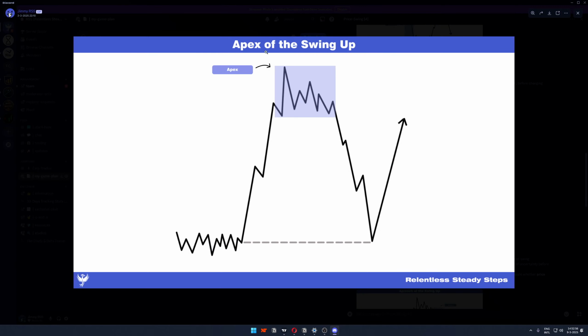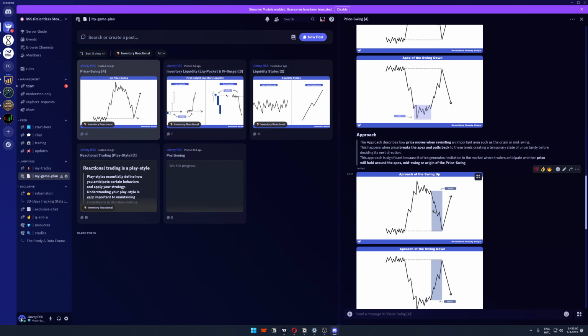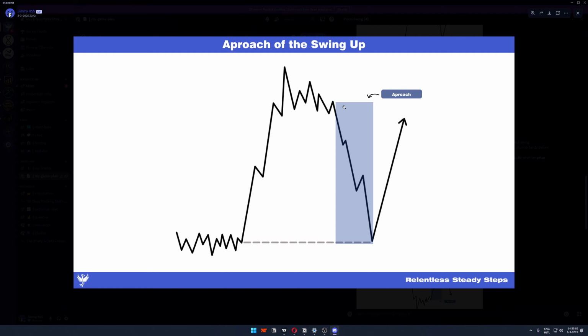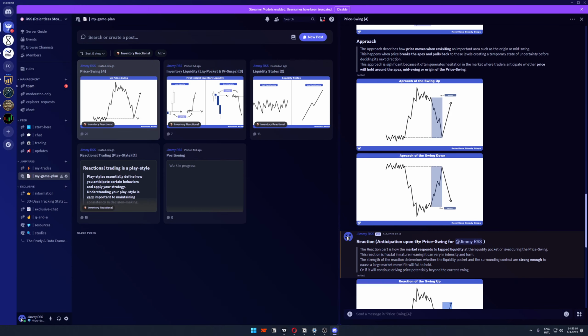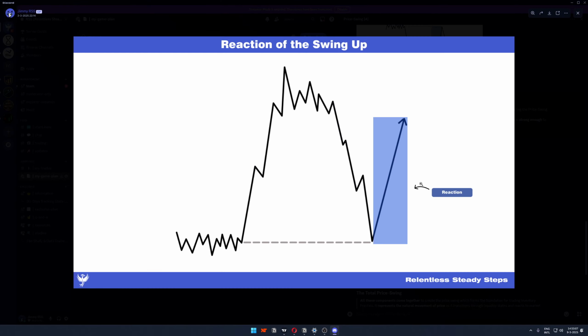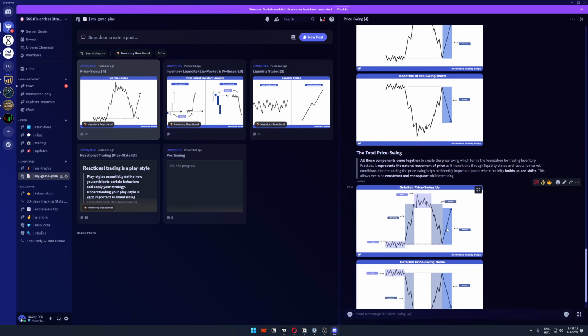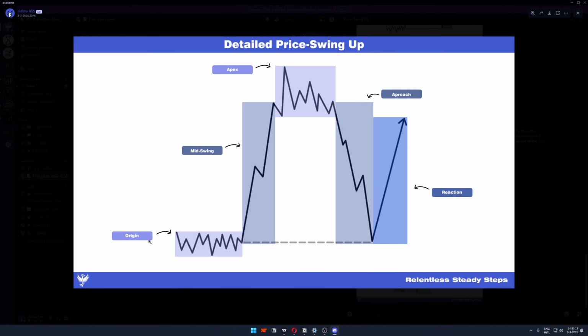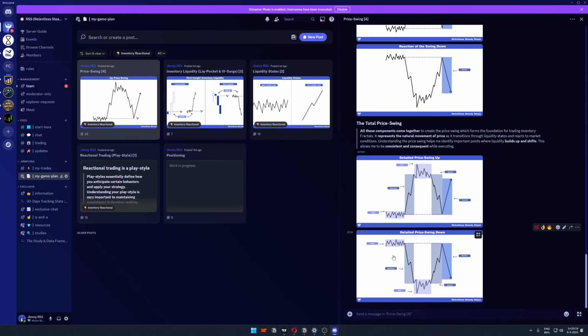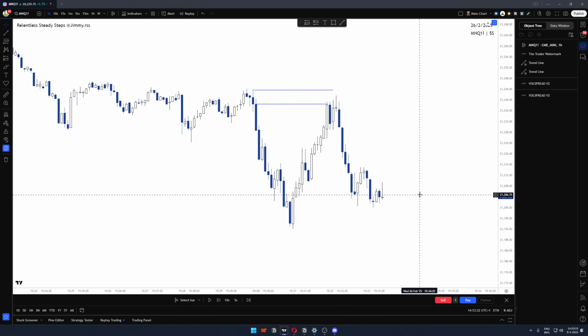So like I said here, the apex can be broken to approach the level, and the approach right here will create a setup and a possibility to get an entry right here for the reaction. So you're essentially playing this whole swing with the origin, the mid swing, the apex at its top, the approach back to the level, and the reaction. This is essentially what I'm trading and looking for.